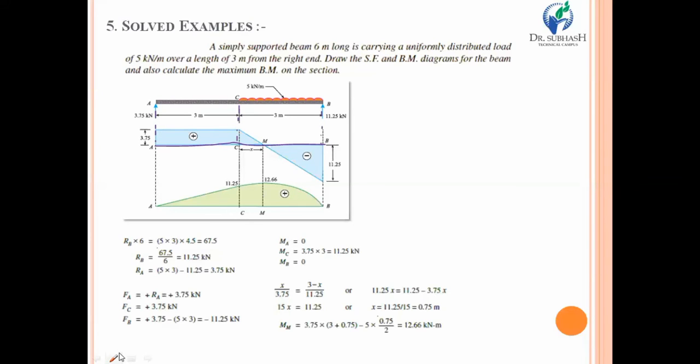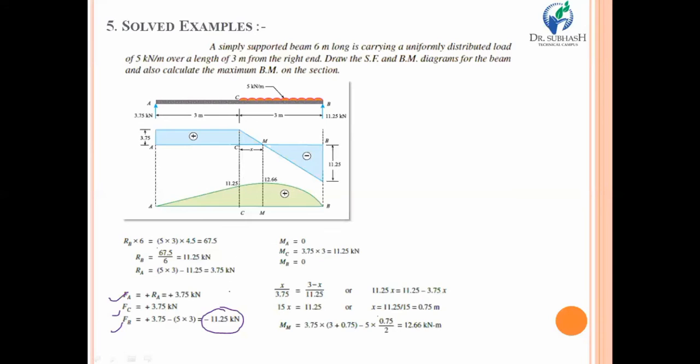Now, take some suitable scale by looking at the magnitude of force over each and every section that you have calculated. Out of the three sections A, C, and B, the maximum amount of shear force is acting at 11.25 at section B. So you should select the scale in accordance with that magnitude.